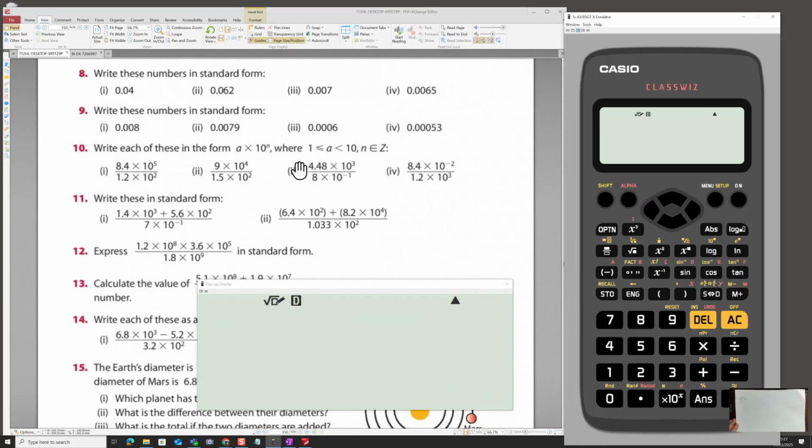Where did they go with A, B, and C? I don't know. They went straight to the Roman numerals. Lovely. Okay, so we got 8.4 by 10 to the fifth.